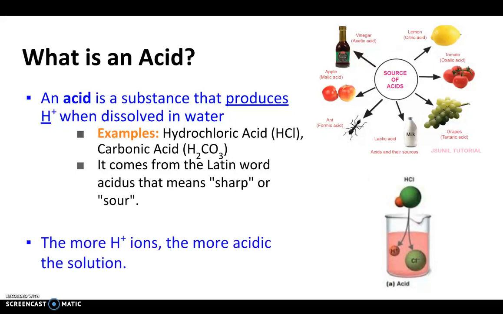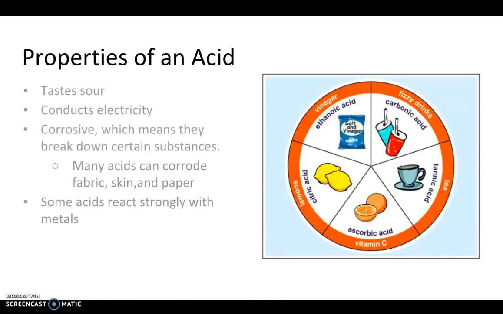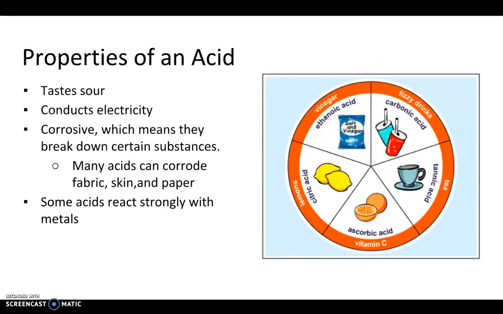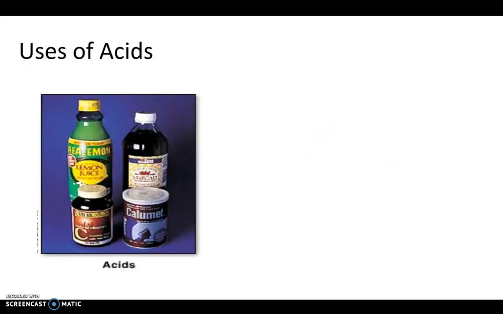So the more H+ ions there are, the more acidic the solution is, and so potentially the more damaging to cells. The properties of an acid are as follows. They taste sour, they conduct electricity, they're very corrosive, so they break substances down. Many acids corrode fabric or skin or paper, and some acids react really strongly with metals. Those are some of the properties that an acid has.